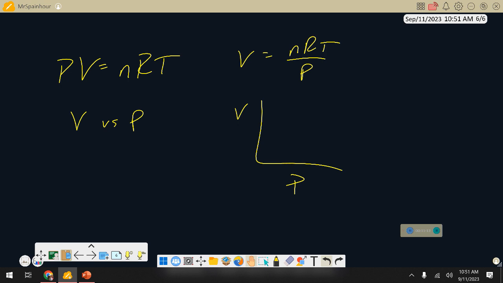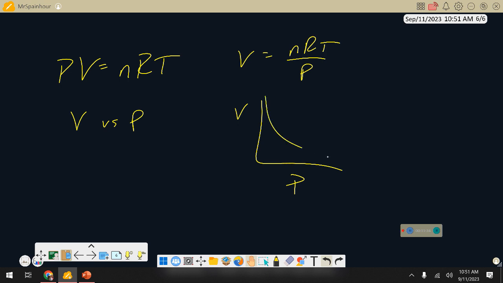Yes. Number of moles, not important in this particular case, but yes. And n is the number of moles, R is the Rydberg constant, which can be a couple of values depending on what you use, and T is temperature with an absolute value for very good reason, but we won't worry about that right now. Okay, what shape does this make?